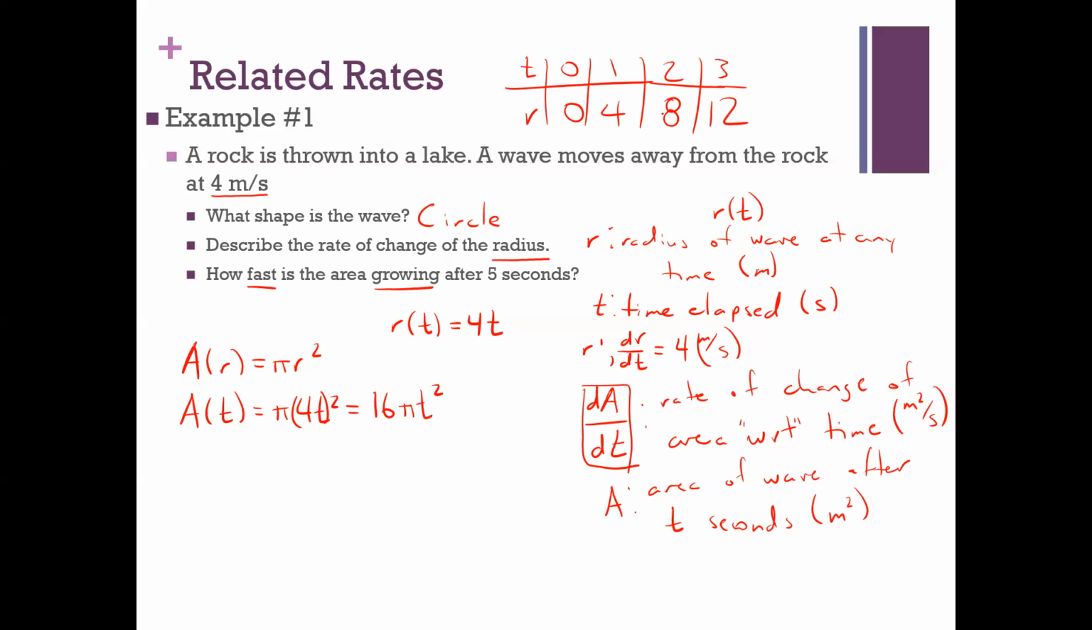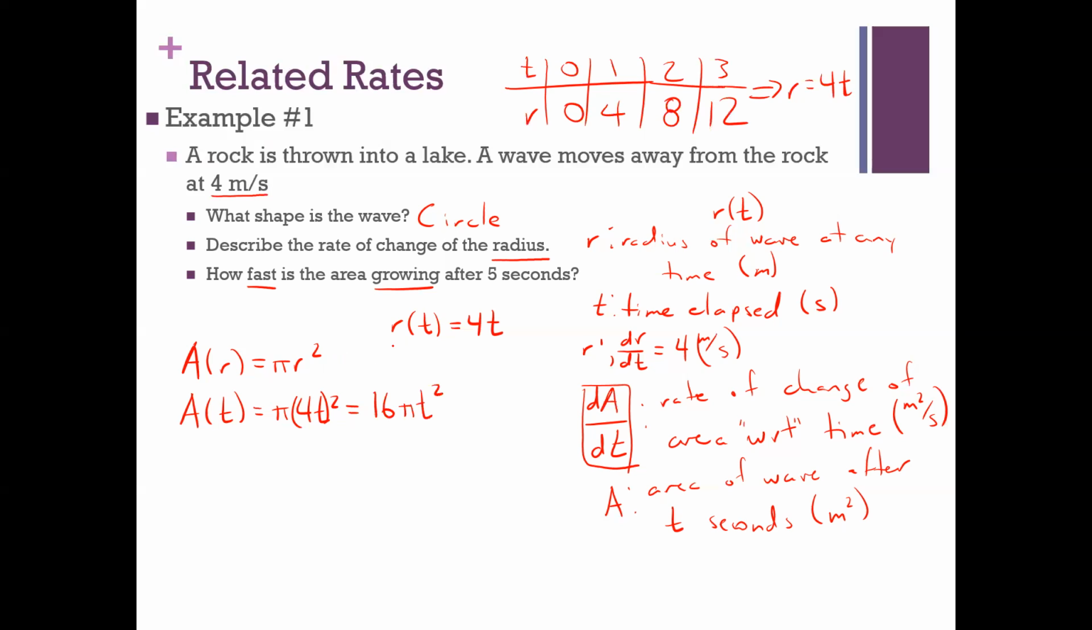Right. So based on this table I just drew, you should be able to recognize it as a linear equation. I can make an equation for it. That is indeed 4t. For any value of time, I can just multiply that value times 4, and I'll get that radius. We okay with that?